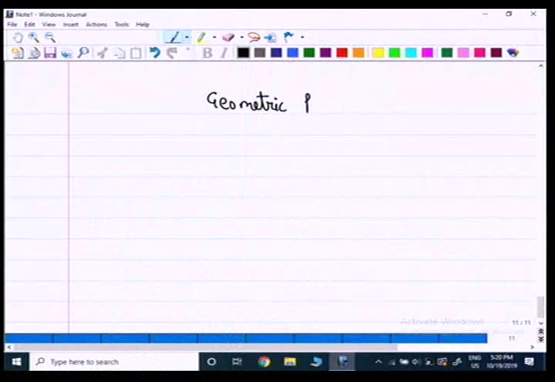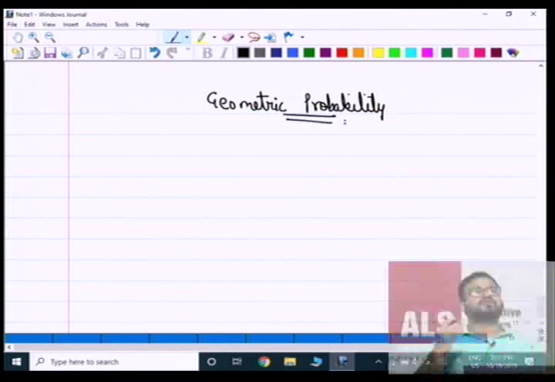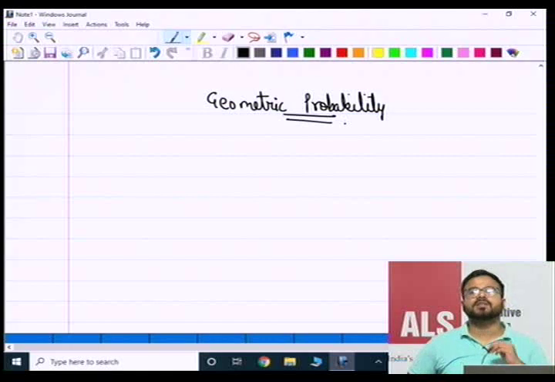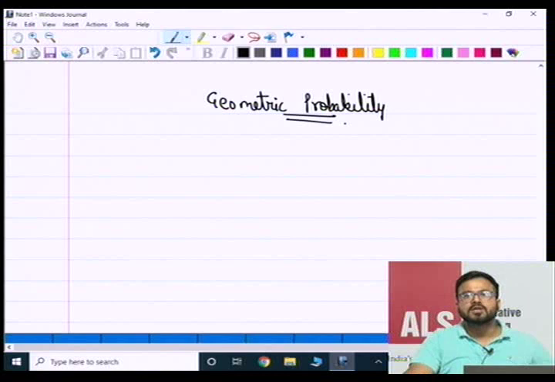Okay, welcome back students. So now the next section of this probability chapter is geometric probability. Now what do we mean by geometric probability and what is the use of this geometric probability? Basically this geometric probability is used when the total number of outcomes are infinite. In that case, the picture of geometric probability comes into the picture.